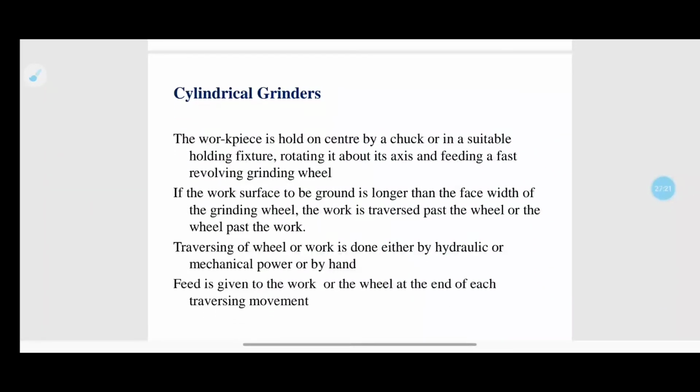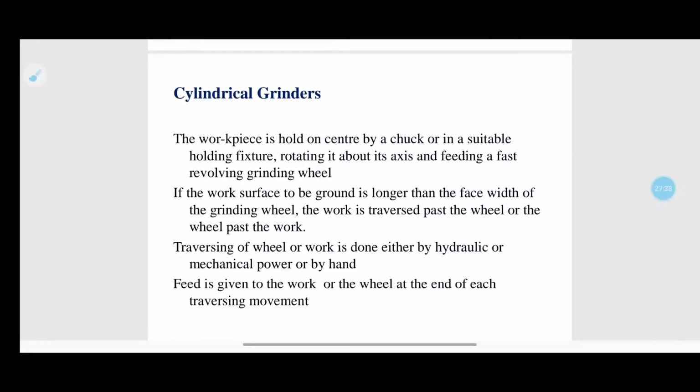Next one is the cylindrical grinders. The workpiece is held on center by a chuck or in a suitable holding fixture, rotating it about its axis and feeding a fast revolving grinding wheel.